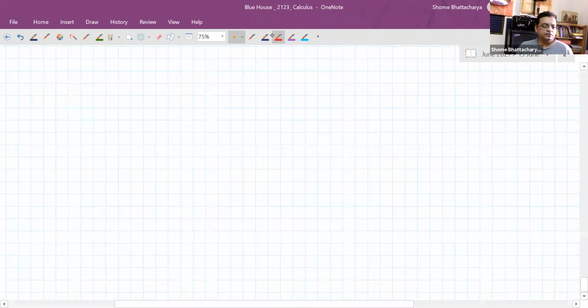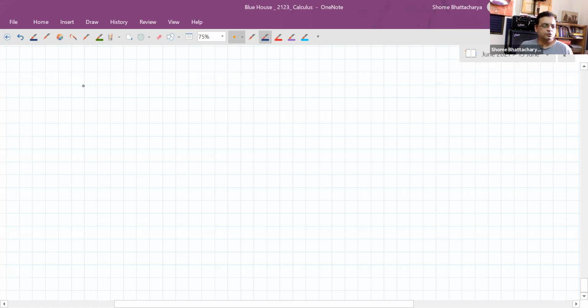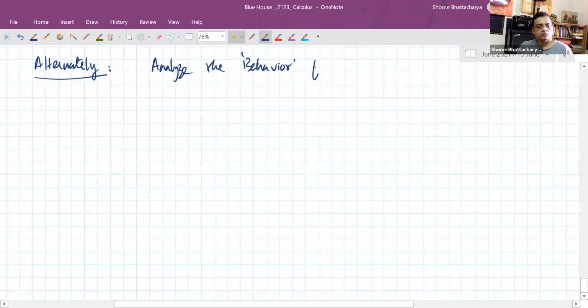Okay, now if I went by the wavy curve kind of method, in this case, I won't even need the wavy curve because it's a simple function. So alternately, what we could do is we could have analyzed the behavior of the function. Okay, so the function was 4x minus x square. So the derivative of the function was 4 minus 2x.